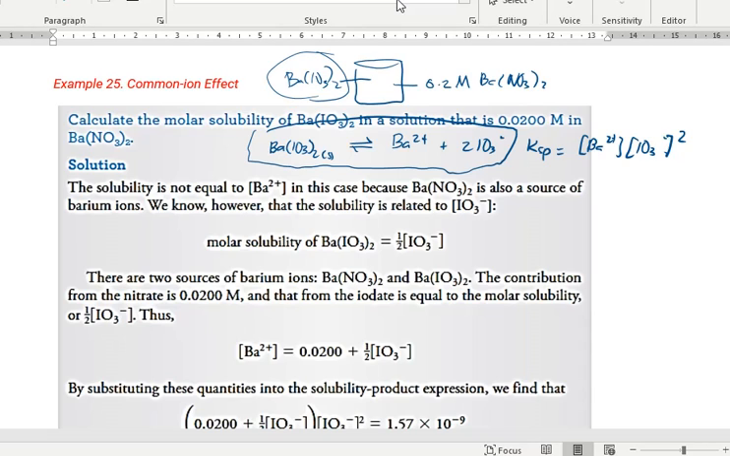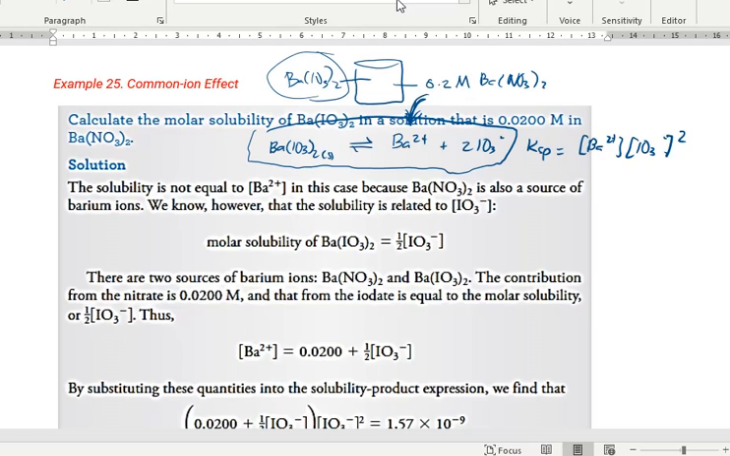Okay? Now, from Le Chatelier's principle, this solution is already in equilibrium, but we disturb it by adding this 0.2 molar barium. Le Chatelier's principle predicts that the equilibrium will shift to the reverse, or to the left side, to form more of the reactants. That means the effect of the 0.2 molar barium nitrate will suppress the solubility of barium iodate even more.